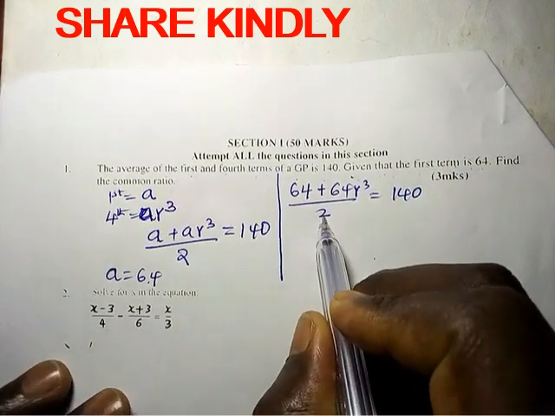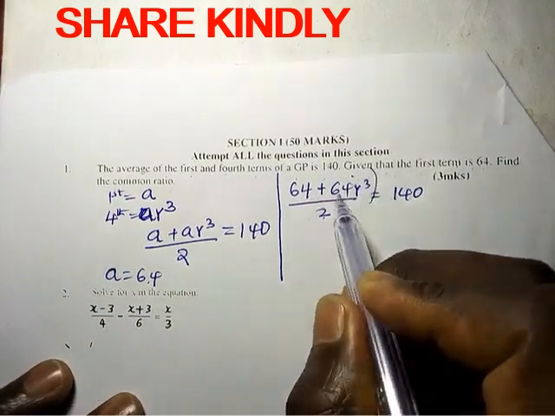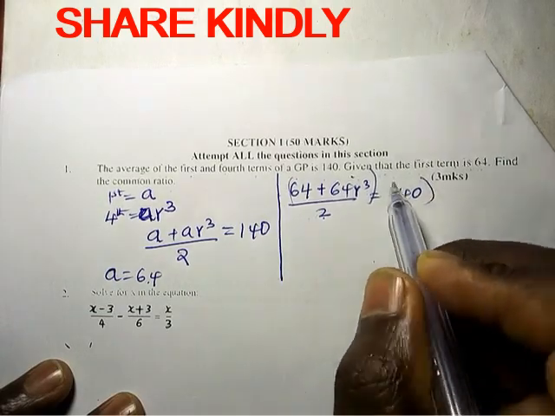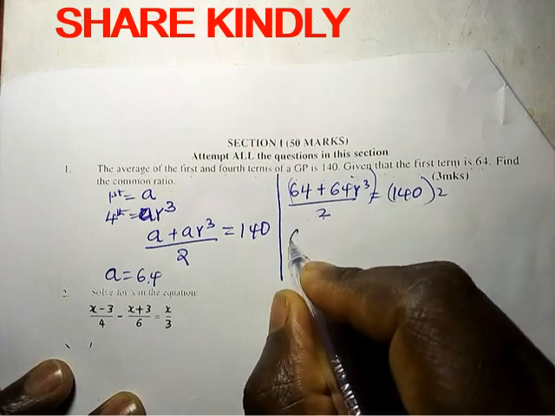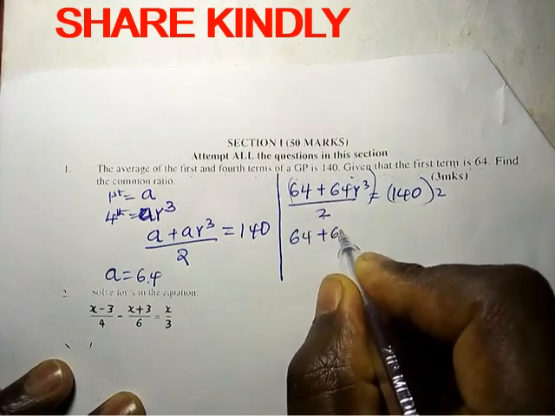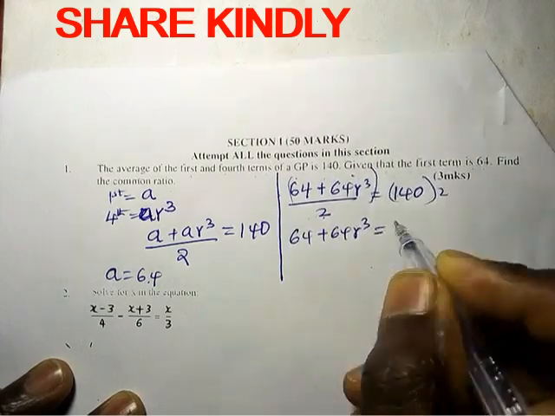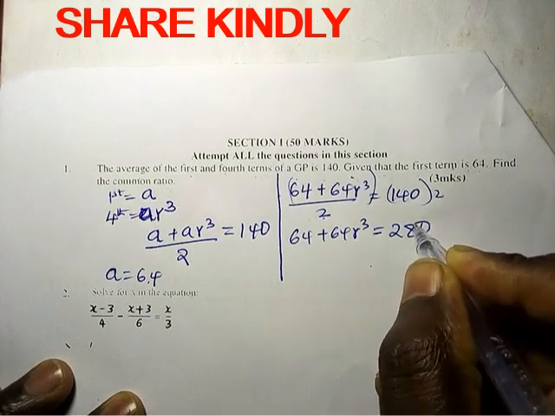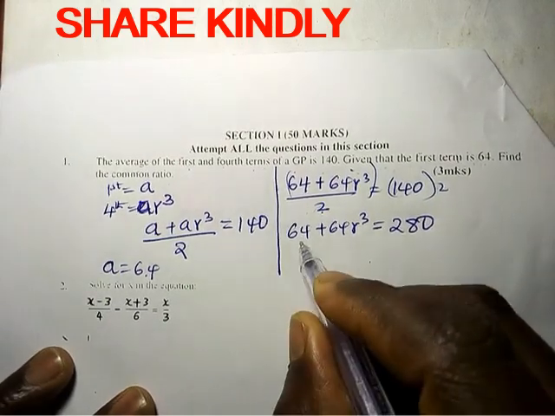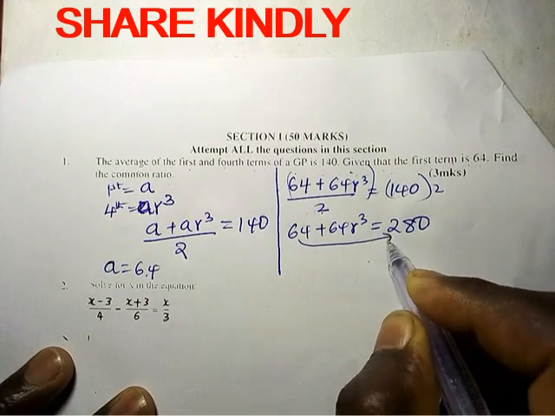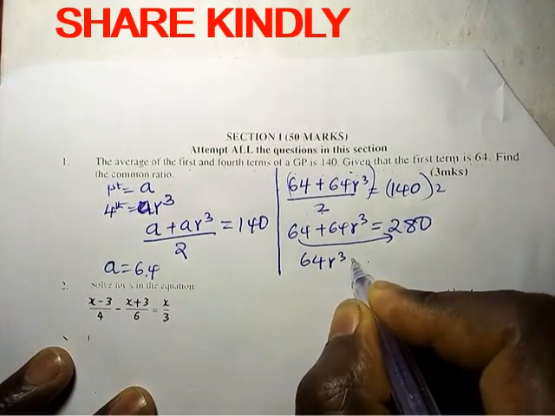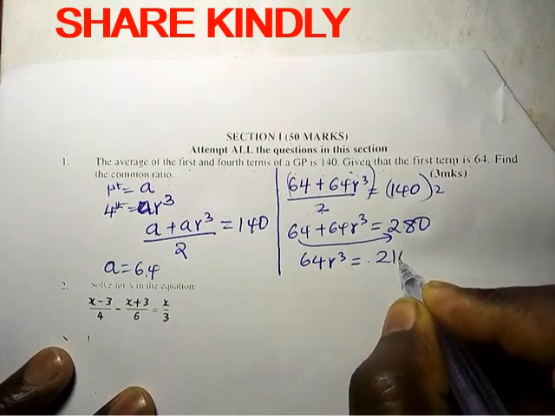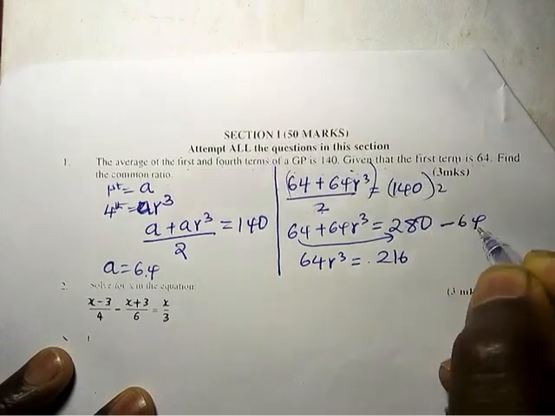We want to remove this denominator here, so we multiply both sides by 2. So doing that, the denominator goes and we remain with 64 plus 64 R cube is equal to 280. So like terms together, this one will go this side, subtraction, so 64 R cube is equal to 216 when we subtract 64.